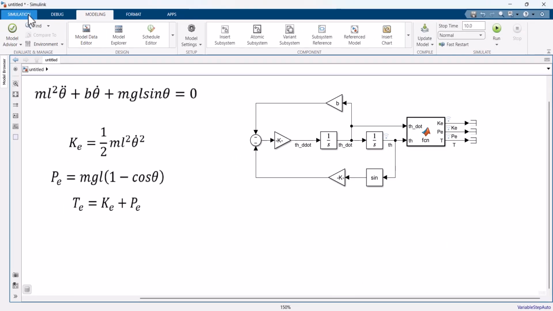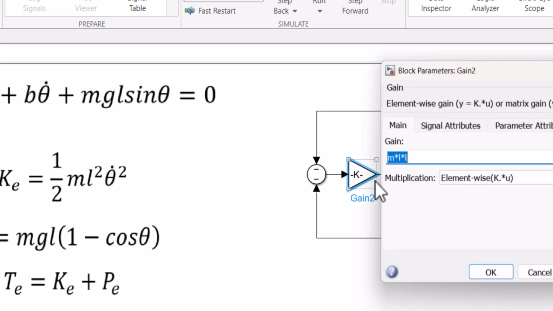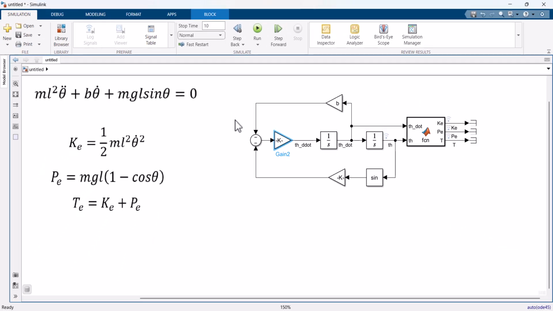Okay. So now I'm going to go to the simulation tab and run this thing. I just realized that I made a mistake over here. When this MGL sine theta term goes to the other side and the B theta dot term goes to the other side, this ML square will divide these two terms. But over here in the gain block, I have used ML square in the numerator, which is being multiplied with these things. So I have to go over here and write 1 divided by this term. Okay, so now we are done and we can run the simulation for 10 seconds and see what happens.